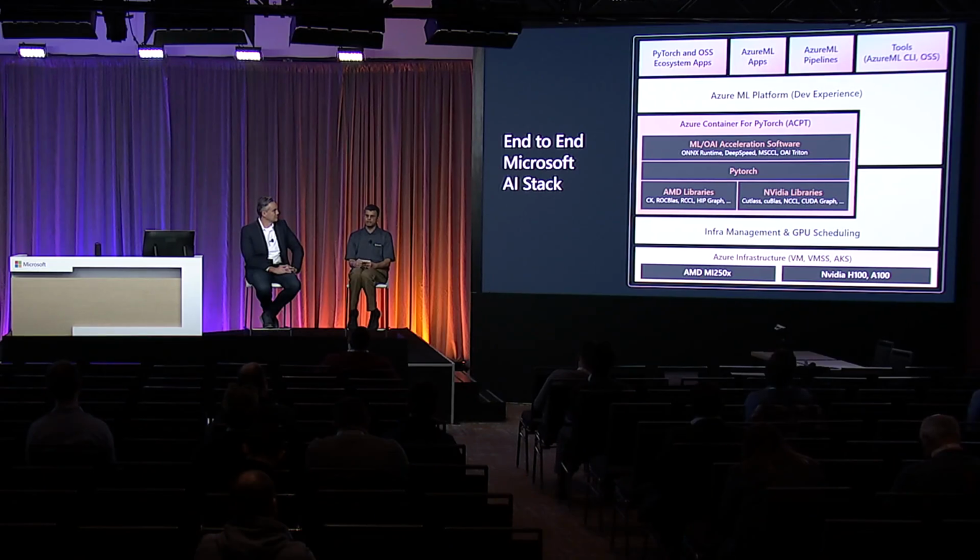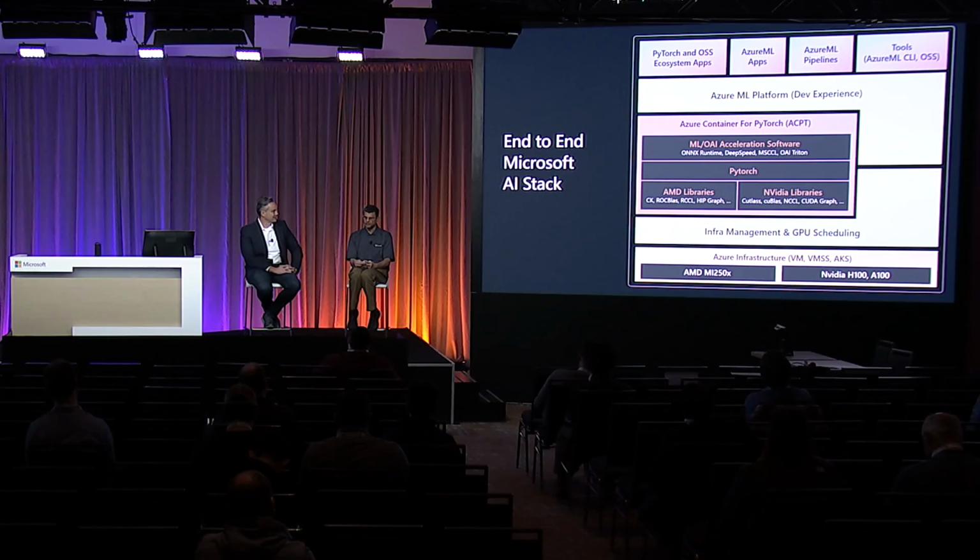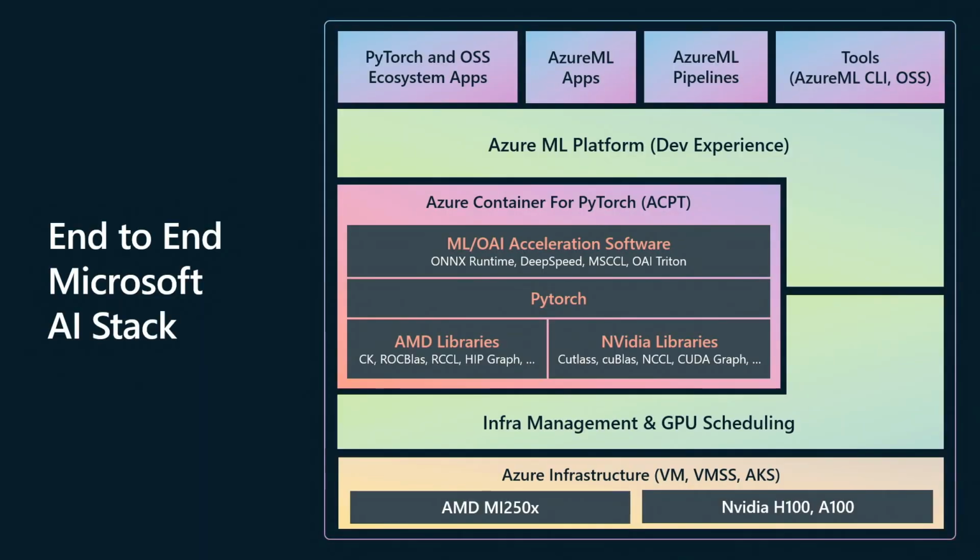We also provide something called Azure Container for PyTorch. We predominantly use PyTorch internally for all our workloads, so we build a standardized Docker container that has all the popular software that we use, like ONNX Runtime, which we talked about, DeepSpeed, MSCCL. OpenAI Triton is another software that's used if you're writing your own custom kernel, and then the actual PyTorch. At the bottom level, you have all the libraries that you already talked about. We take care of testing it and ensuring that all the versions are compatible.